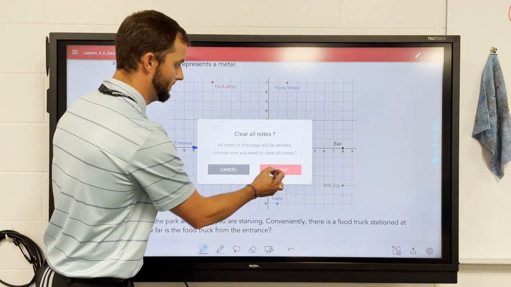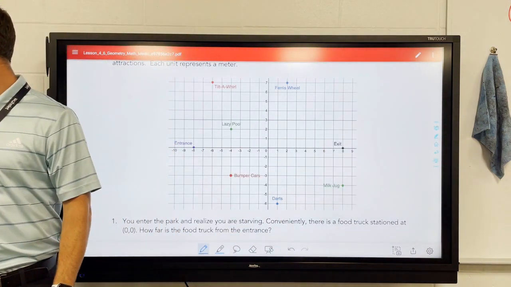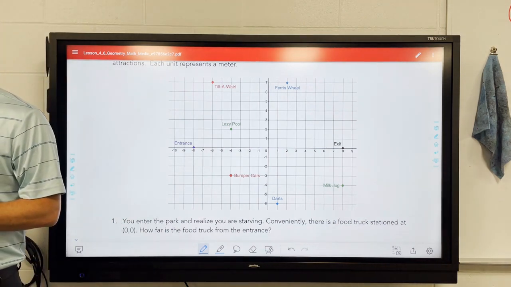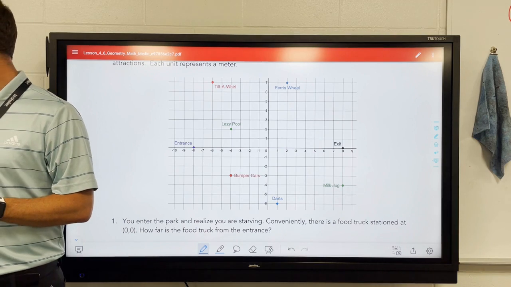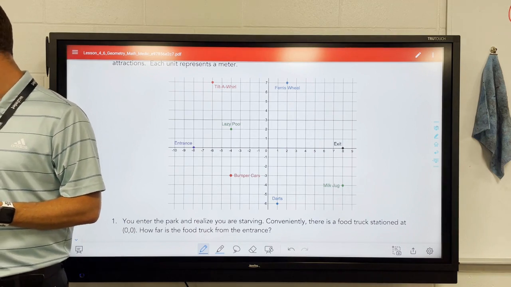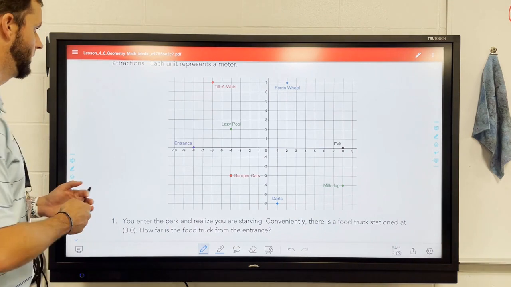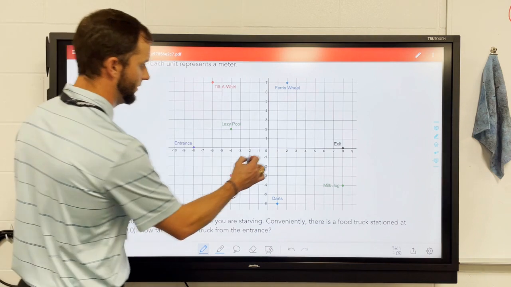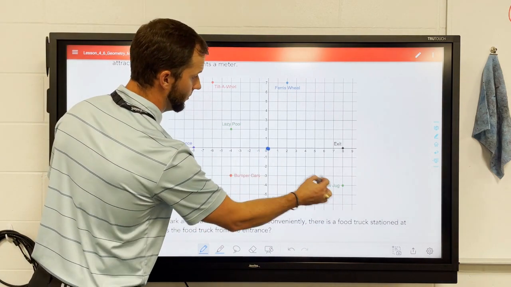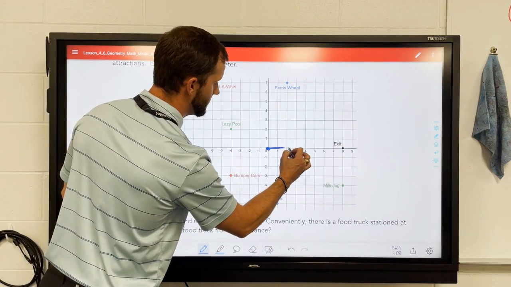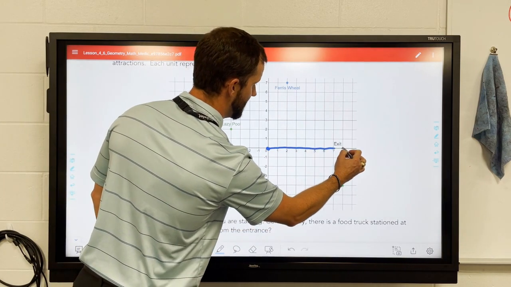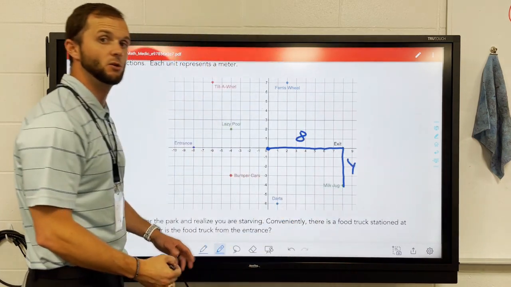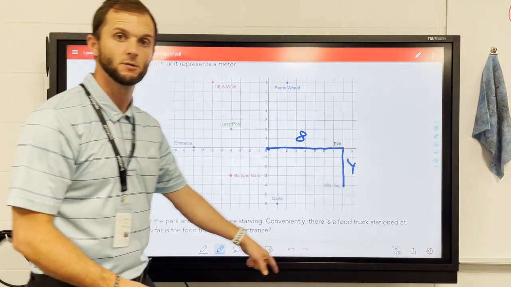Pretty simple, okay? On number 2, it says, from the food truck, you want to go to the milk jug. Your friend walks straight to the right and down, and you walk diagonally. Who walks farther, and how do you know? If you look here, we're going from the food truck to the milk jug. So I'm going 1, 2, 3, 4, 5, 6, 7, 8. Then 1, 2, 3, 4. So 8 and 4, that means your friend walked a total of 12 meters.